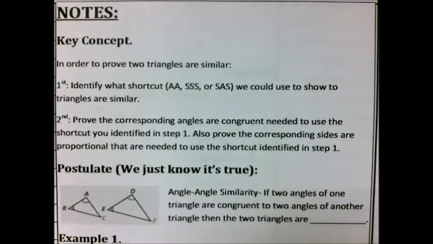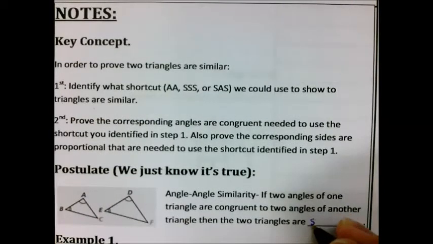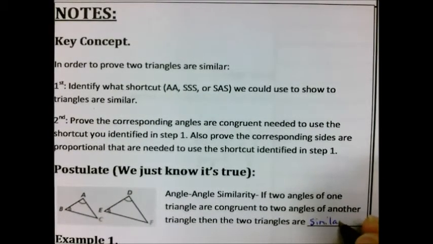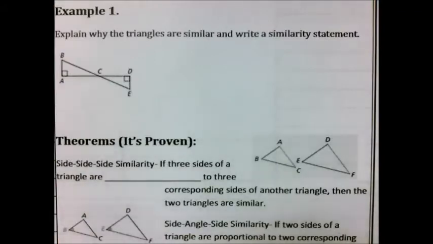Now we have this postulate here. And postulates mean that we just know it's true. That's what a postulate is. It says that for angle-angle similarity, if we have two angles of one triangle that are congruent to two angles of another triangle, then the two triangles have to be similar. So if you have two angles in two different triangles that are congruent, the two triangles have to be similar.